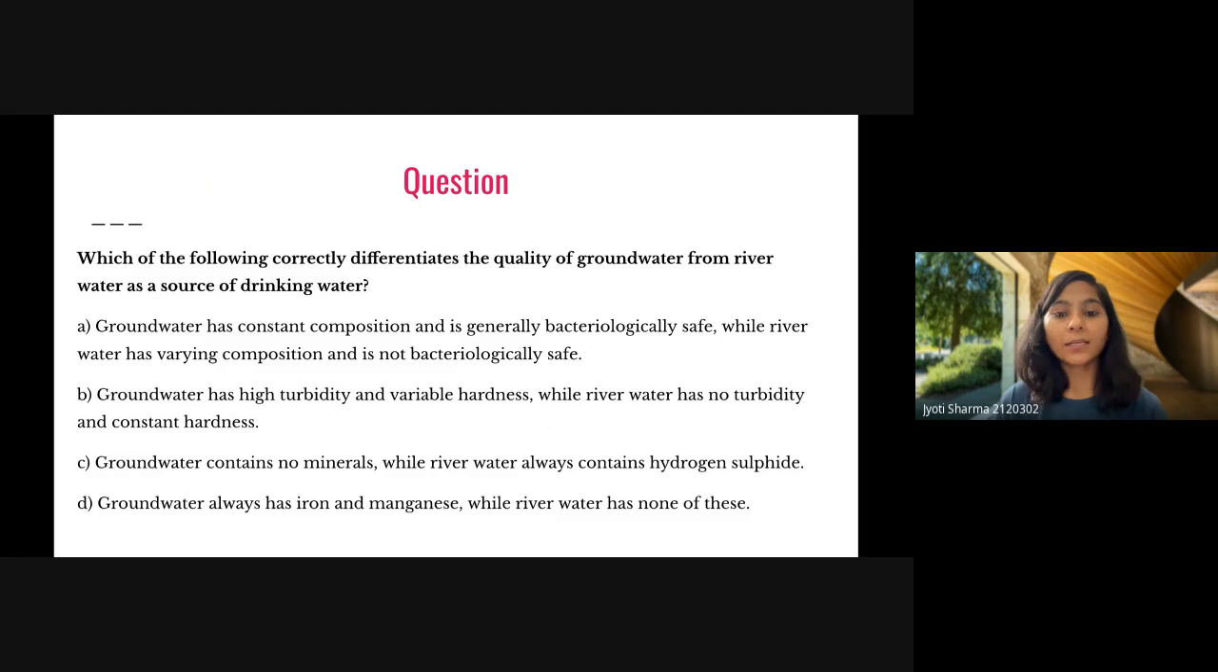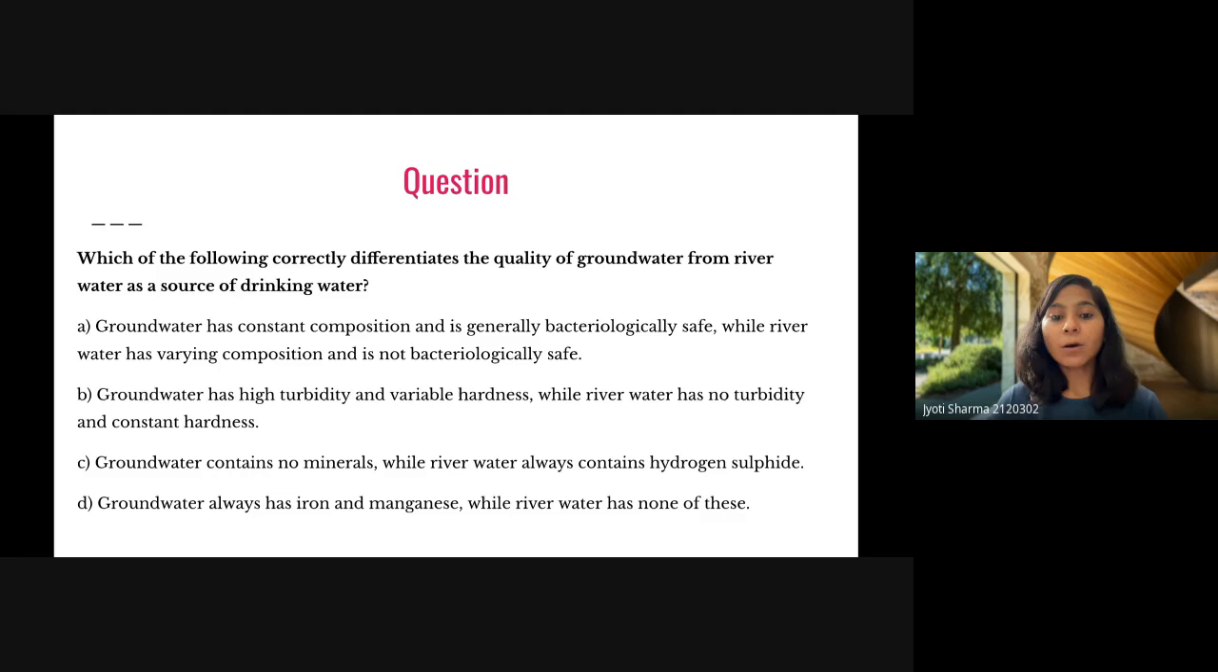Okay, so I'm starting with my first question, and this first question is: which of the following correctly differentiates the quality of groundwater from river water as a source of drinking water? You have to tell me, because groundwater and river water have different properties. Which property is aligned to groundwater, and which property is aligned to river water? And I have four options here.